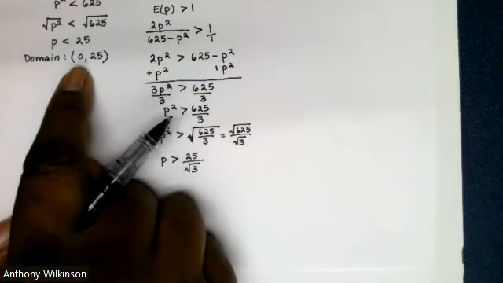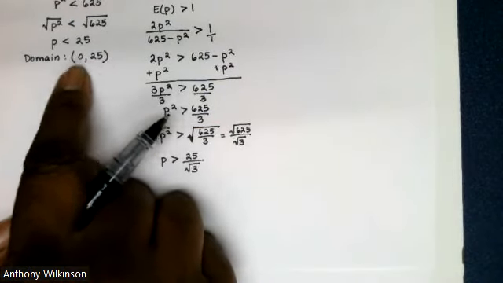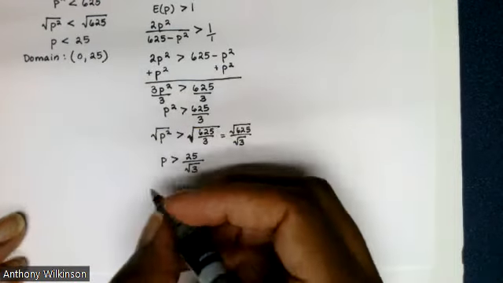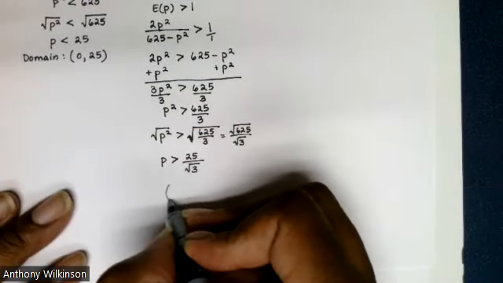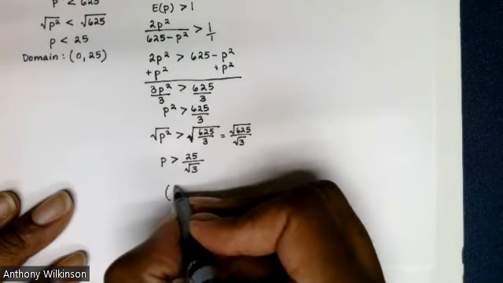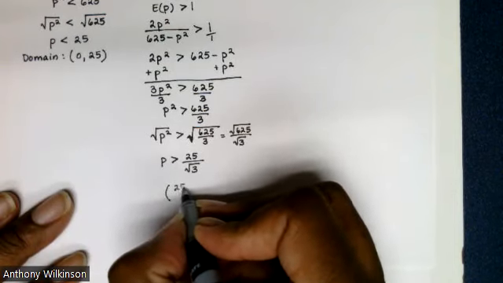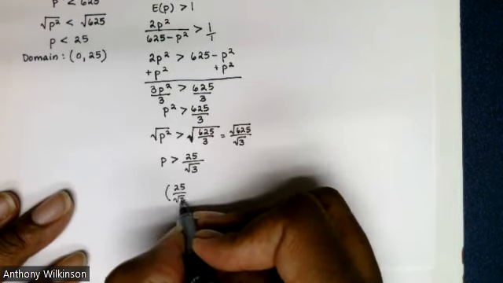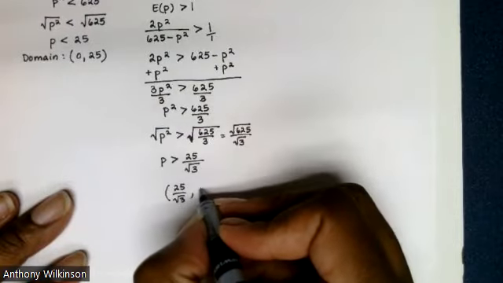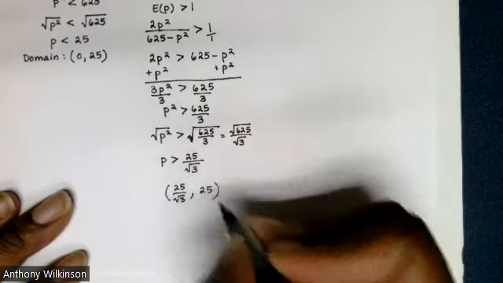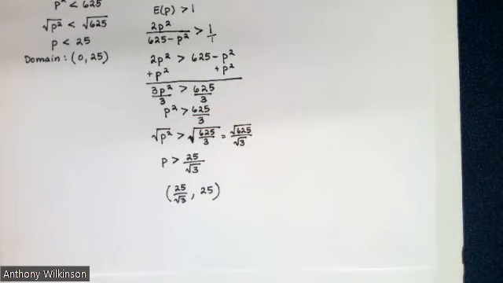Now, our domain is restricted from 0 to 25 for the price. So that means for this, it can be greater than 25 over the square root of 3, but not more than 25. So that interval represents the price for which our demand will be elastic.